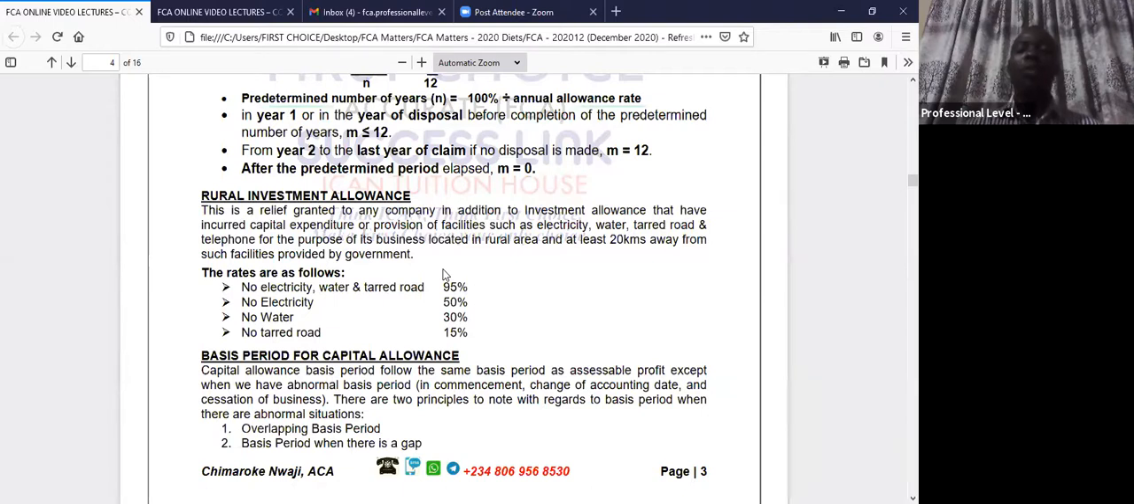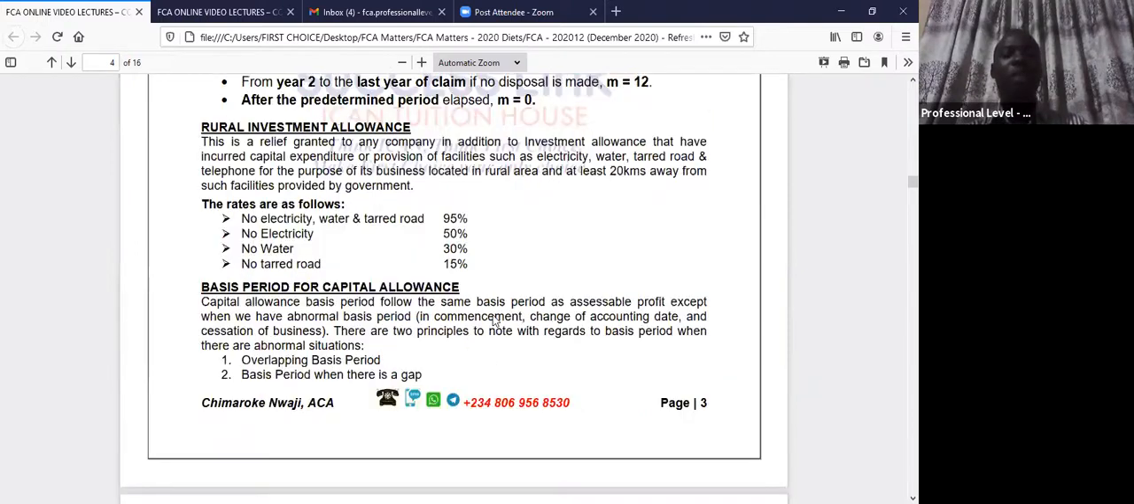He can decide to work with government and say, why don't I provide this facility? Any amount I spend is an investment, and I'll claim that as rural investment allowance. Look at the rates here that are applicable. Anyway, this rarely comes up in exam, but in case it does, please know the rates because they will not be giving them to you. Maybe the question might give you the percentage, but it's good for you to know.